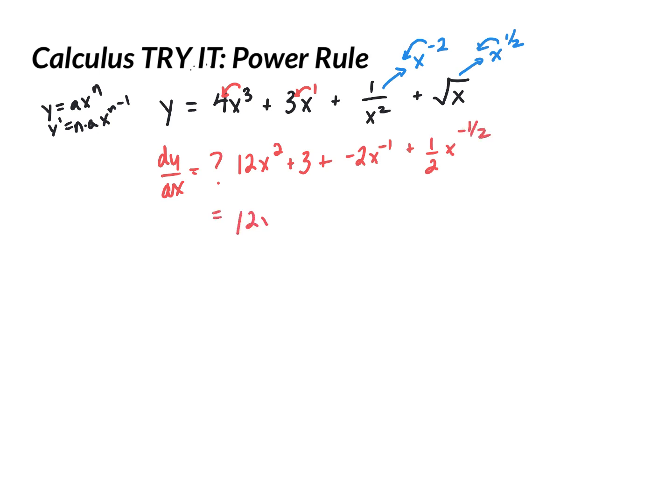We got 12x squared plus 3 minus 2 over x, because the x to the negative first goes into the denominator, and plus 1 over 2 square roots of x.